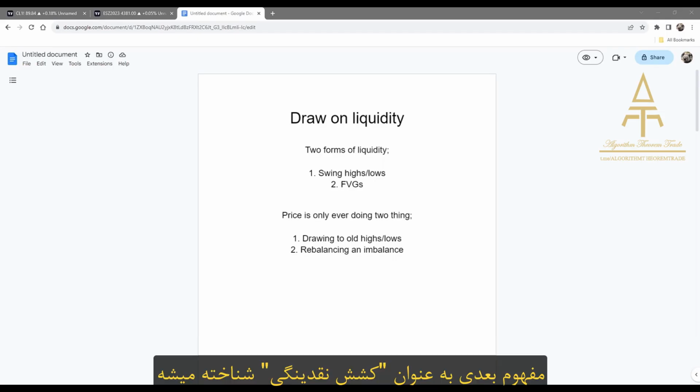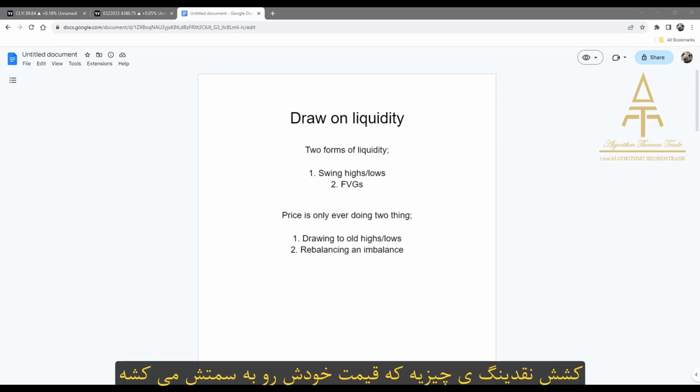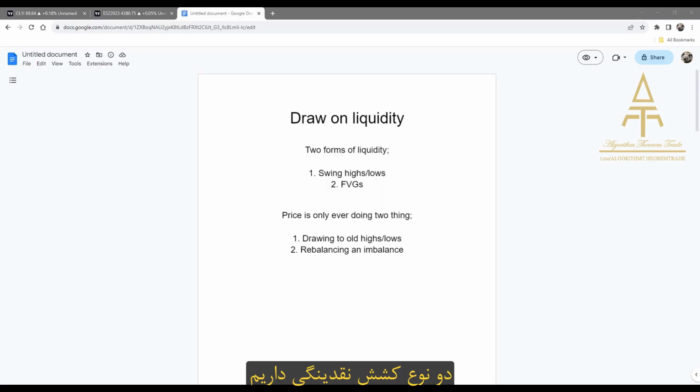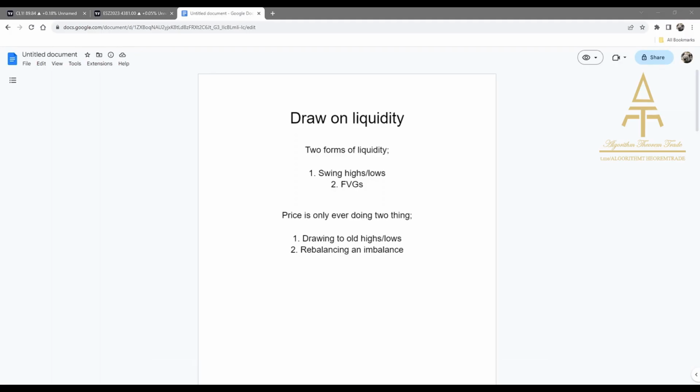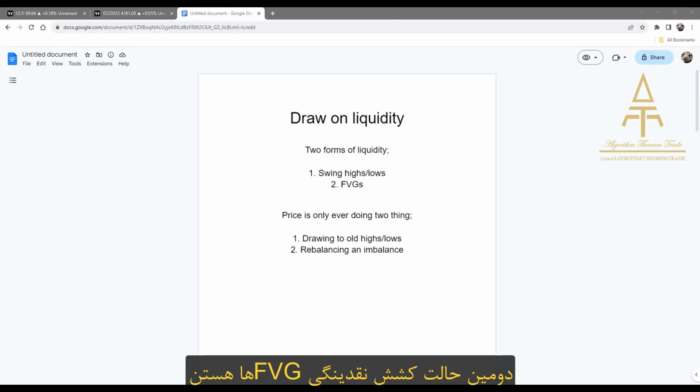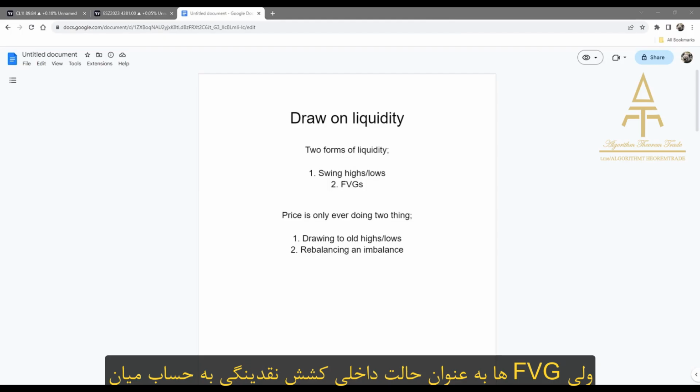Our next concept to be defined is draw on liquidity. Draw on liquidity is what price is reaching for. There are two forms of draw on liquidity. The first draw on liquidity is swing highs / swing lows. These are considered to be external forms of liquidity. The second form of liquidity is FVGs. FVGs are considered to be internal liquidity.